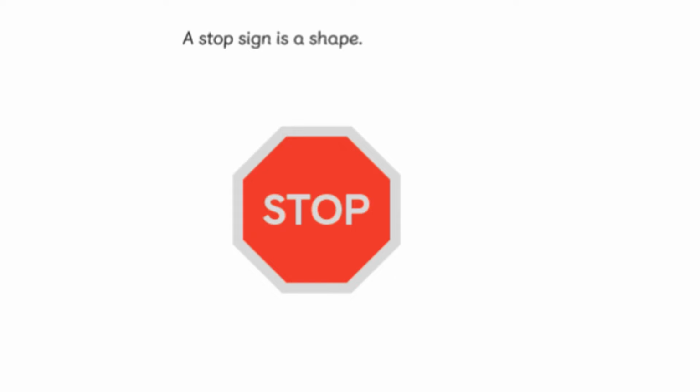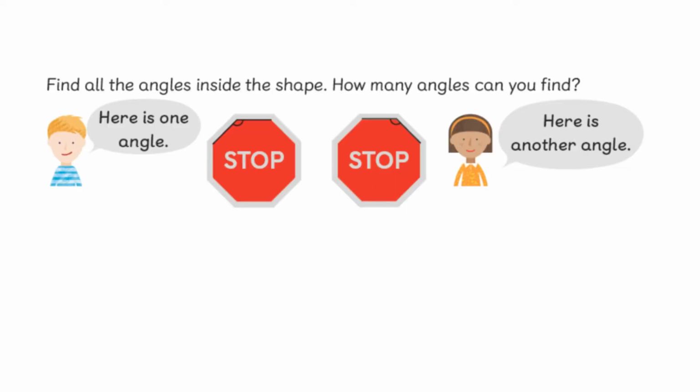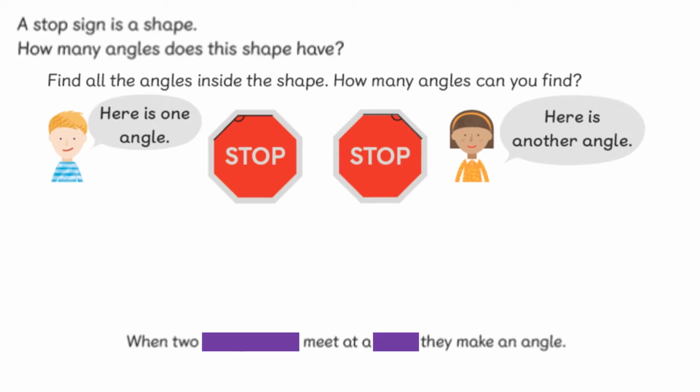On the screen, I have got a stop sign. A stop sign is a type of shape. I would like you to see if you can work out how many angles are inside this shape. Pause the video, see if you can work out how many angles are inside this shape. Our friends from Maths No Problem found the first 2 angles inside a stop sign. They found one here and they found another one here. How many angles did you find inside?